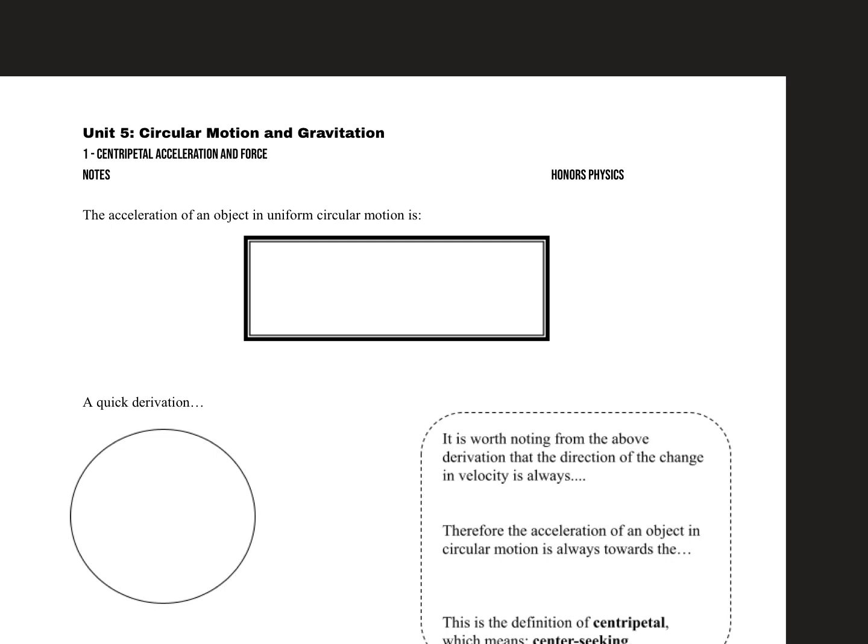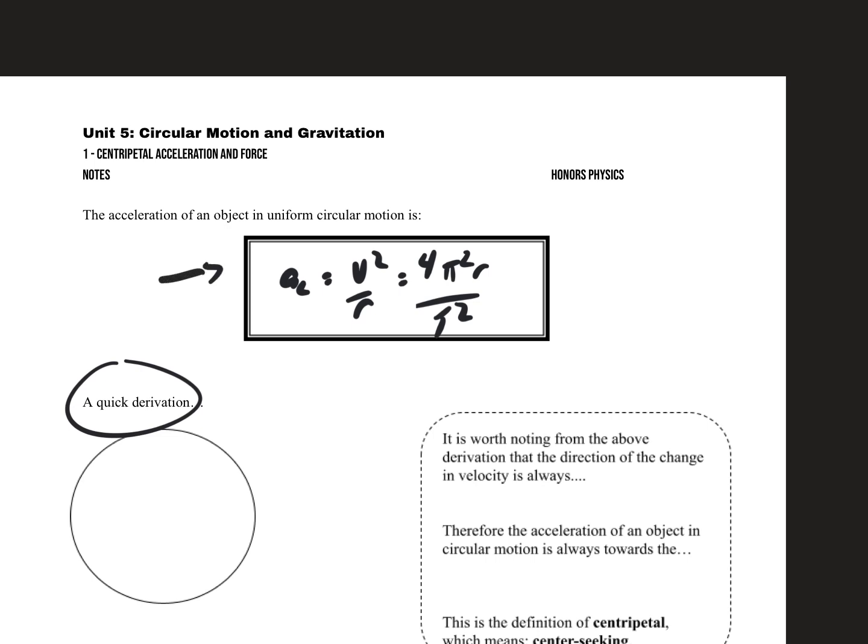The next big piece of information we're going to have to know is the centripetal acceleration. So a sub c is v squared over r. And the other way we'll say this is 4 pi squared r over T squared. I have a quick derivation here, but I'm going to wait till I get back to go through that with you guys, because there's a couple of similar triangles we want to look at, and I think it'll be a little confusing to do it this way. But we do know that this is how we treat the centripetal acceleration.